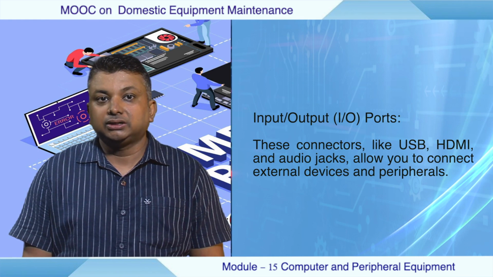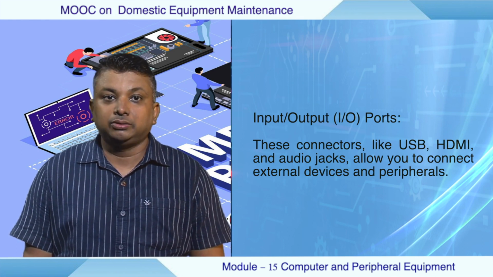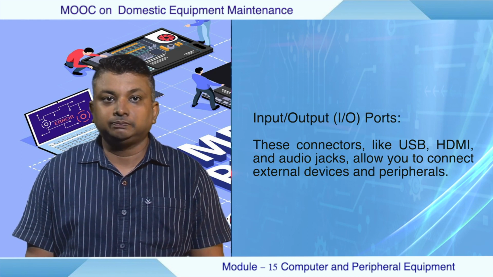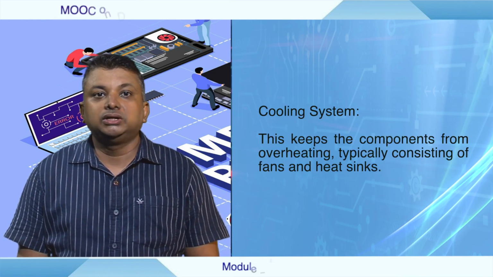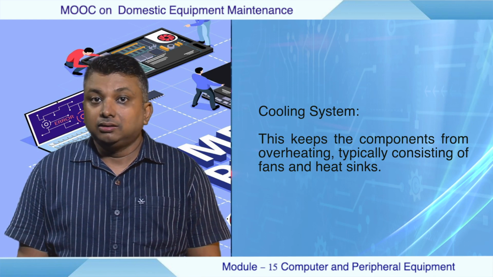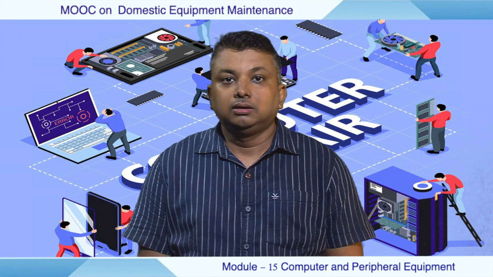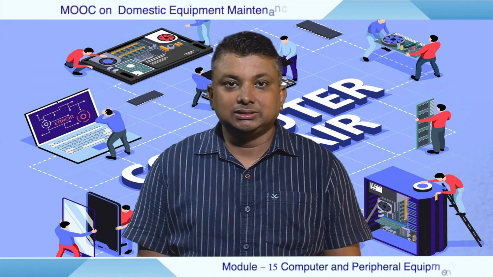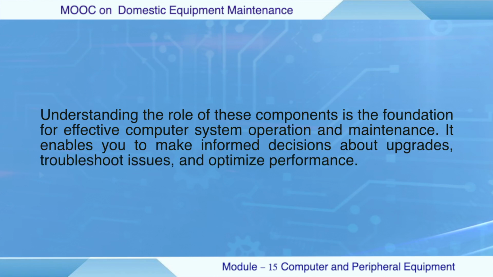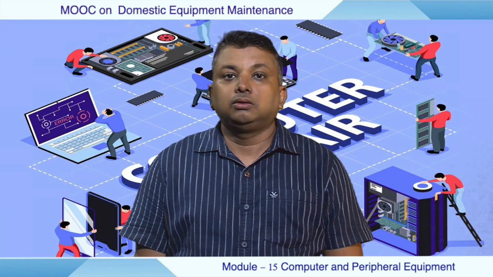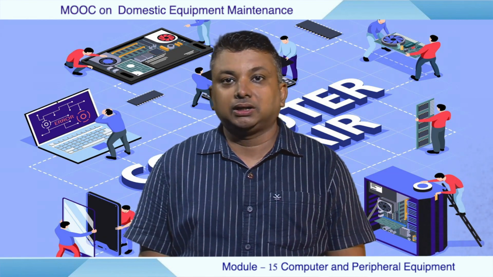Input-output ports. These connectors like USB, HDMI and audio jacks allow you to connect external devices and peripherals. Cooling system. This keeps the components from overheating, typically consisting of fans and heat sinks. Understanding the role of these components is the foundation for effective computer system operation and maintenance. It enables you to make informed decisions about upgrades, troubleshoot issues, and optimize performance. Now let us watch this video for better visualization of what our computer has inside.